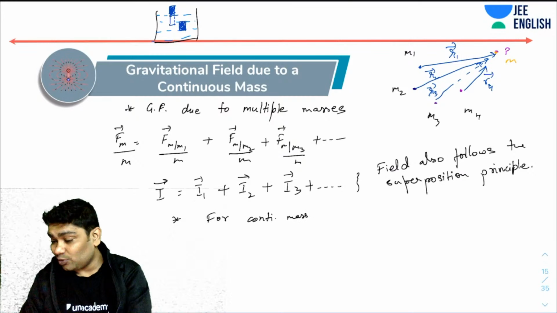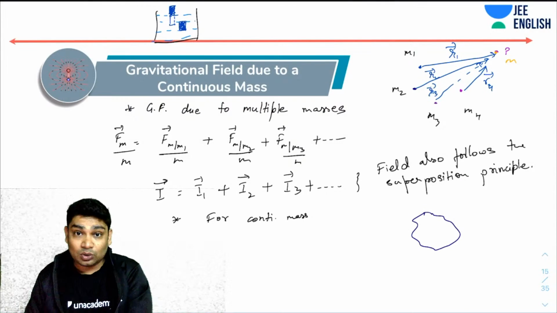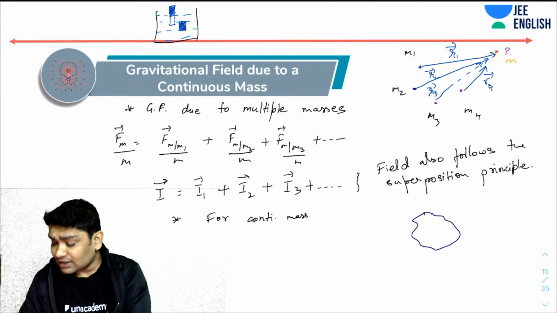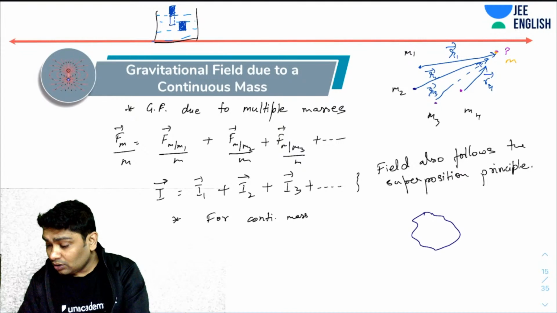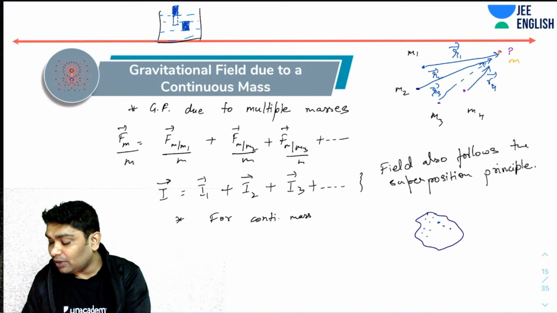suppose I have a continuous mass distribution like this. I will break it into small point masses. So let's consider a small dm, which is a constituent of this. I can think of this to be made up of a lot of point masses like this, infinite point masses probably. So let's consider one dm.